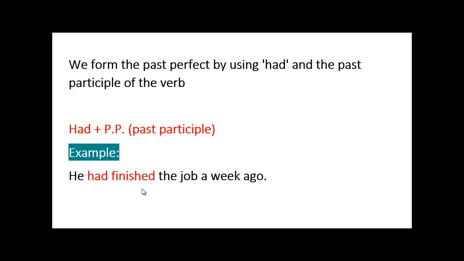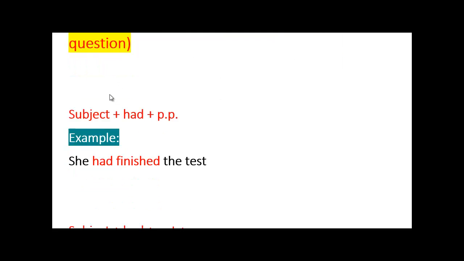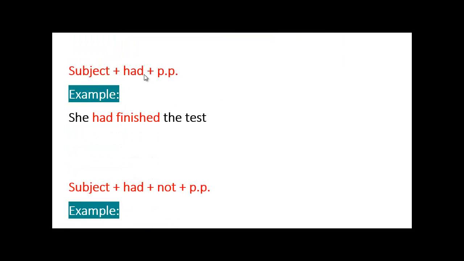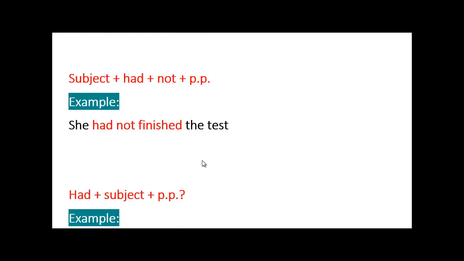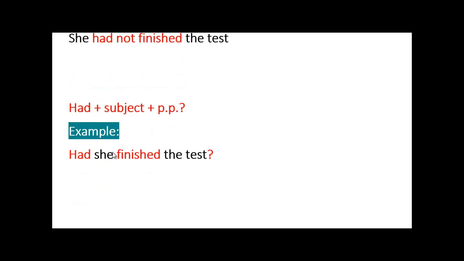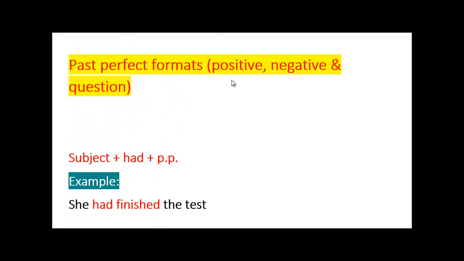Let's have an example. He had finished the job a week ago. Had finished, which is past perfect. Okay, good. The past perfect for positive, negative and question format: subject plus had plus PP. She had finished the test, or she had not finished the test. That's a negative. Or had she finished the test? That's how it is for the three: the positive, the negative, and the question.